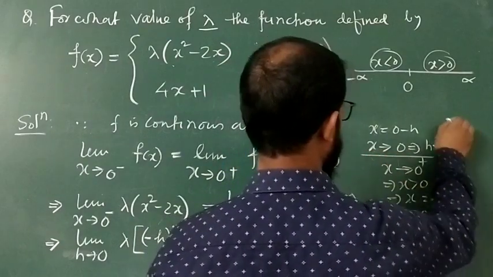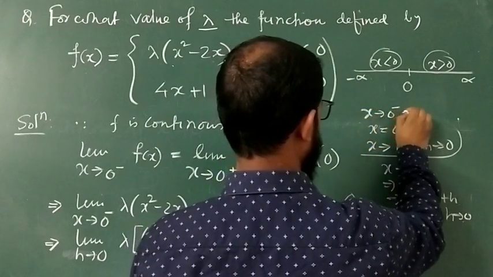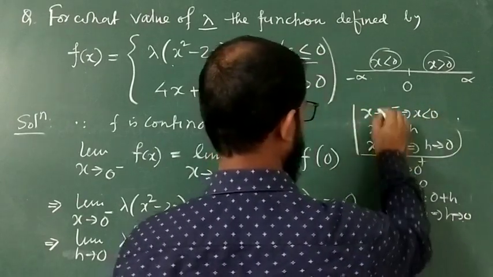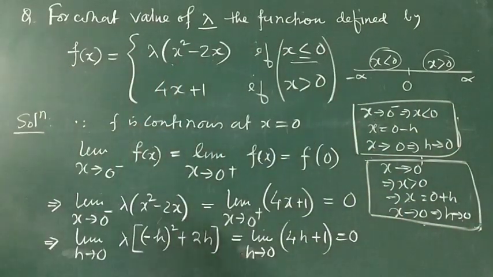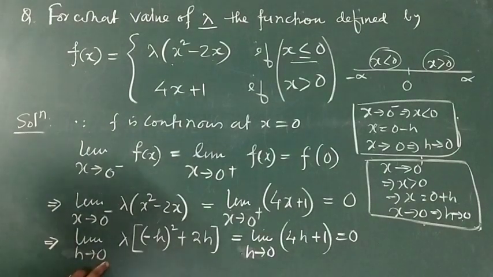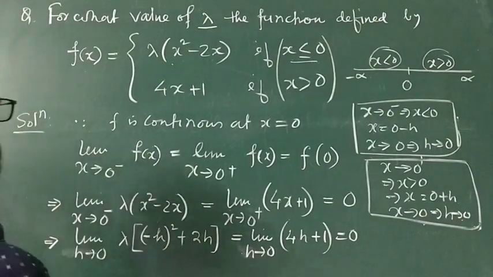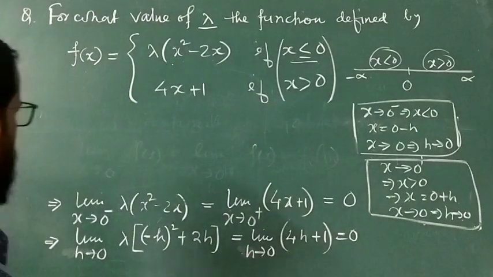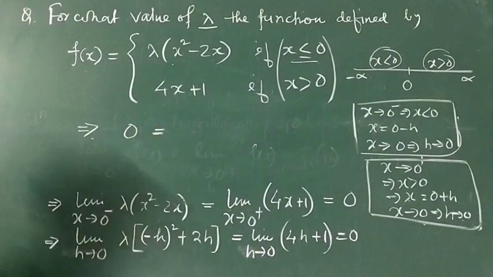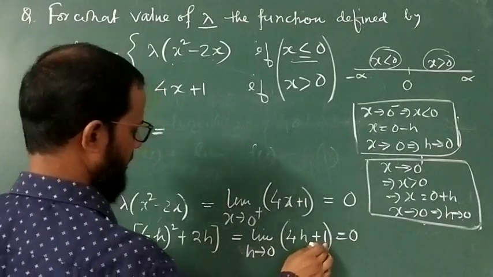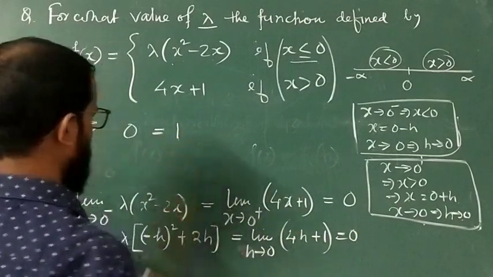You can do this here: x tends to 0 minus implies x less than 0, and then you can write all this thing here for your understanding. Now putting the value of the limit here, if you put h equal to 0 here, lambda into 0 equals, this part is 0, and if you put h equal to 0 here, you are getting 1, which equal to 0 means 0 equal to 1. Okay, 0 into 0 equal to 1 equal to 0 means you can write 0 equal to 1.